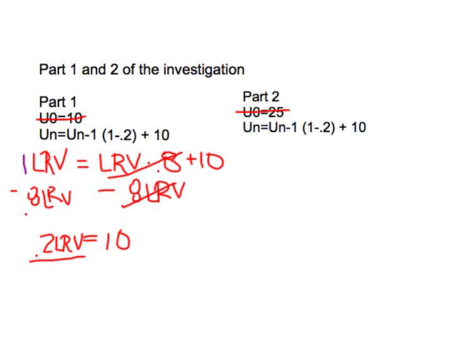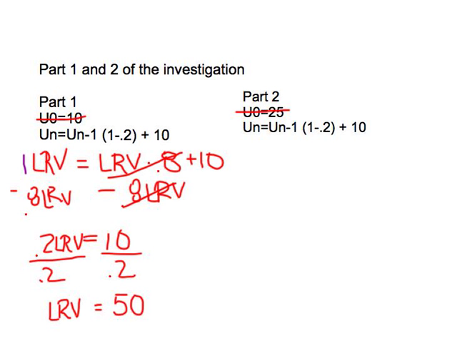All right. So this 0.2 LRV is the same thing as 0.2 times LRV. So I'm going to undo that multiplication by dividing it out. I'm going to divide both sides by 0.2. And when I divide both sides by 0.2, I'm going to get the LRV, which is the long run value, which is what I'm looking for, is going to equal 50. And we already knew that by just entering this into our calculator. If we scroll down far enough, you're going to find that it equals 50.